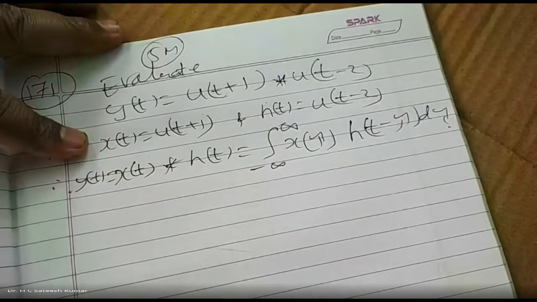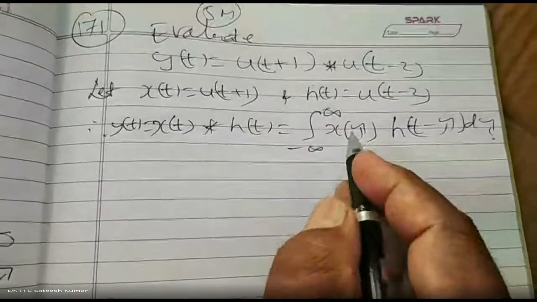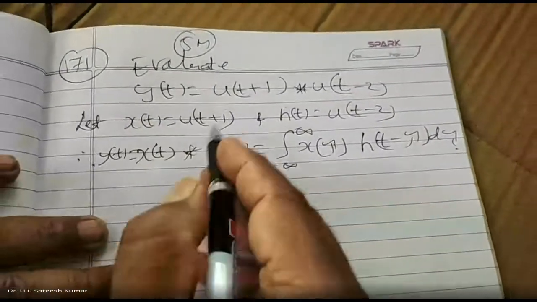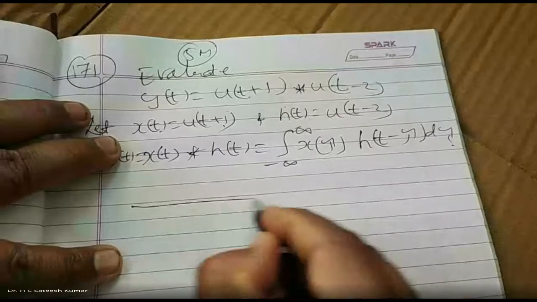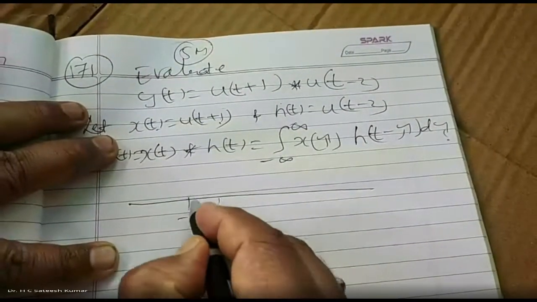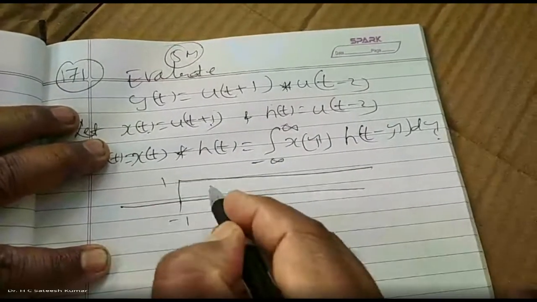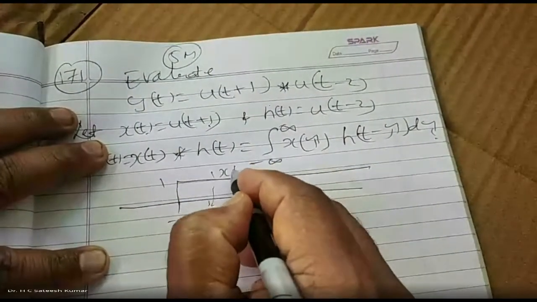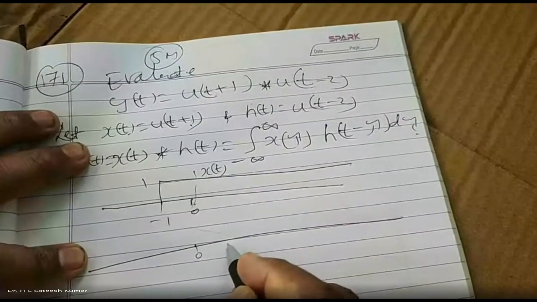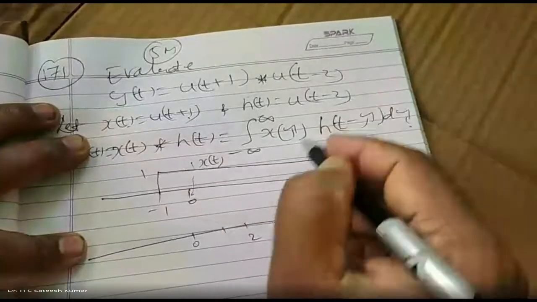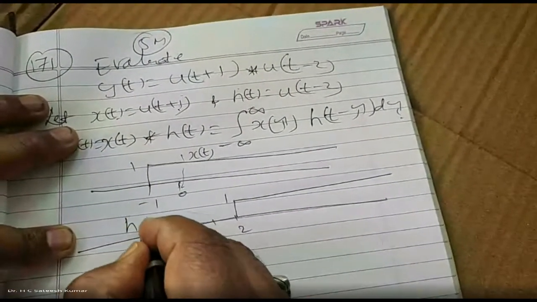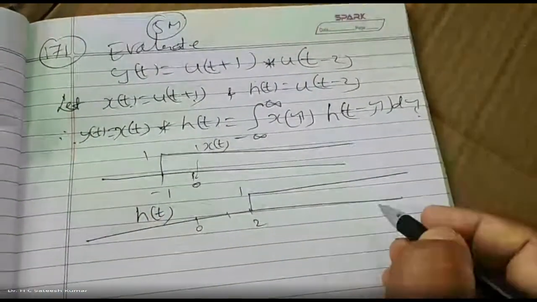Now first you sketch x of t. X of t is from where to where? u of t plus 1 means it starts from minus 1 up to infinity, and its value is 1. This is your x of t. h of t starts from 2, since u of t minus 2 means starting from 2 up to infinity, its value is 1. This is h of t on the time axis.